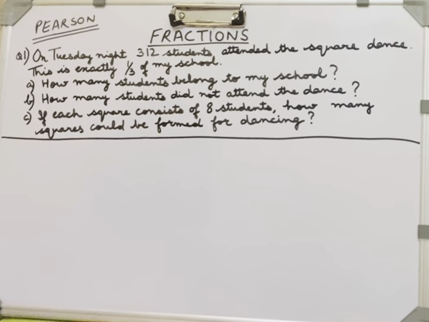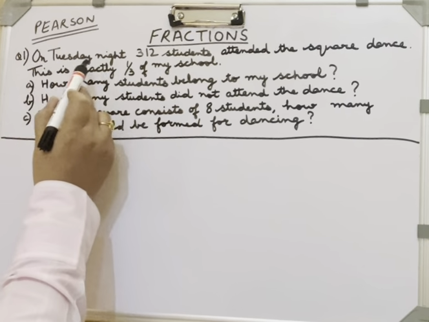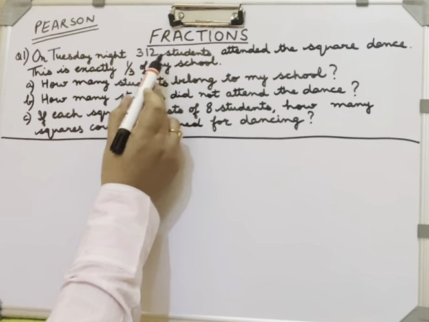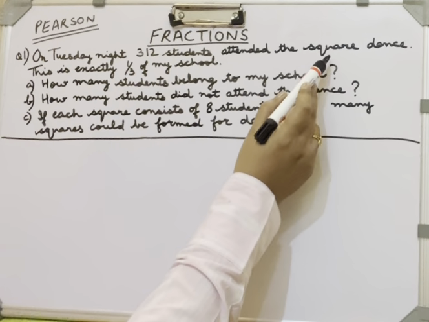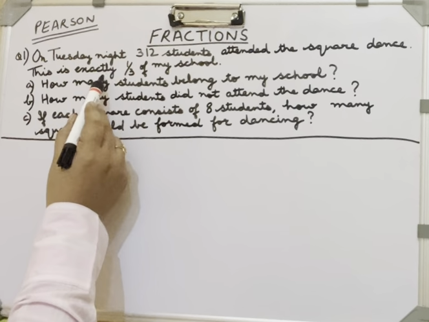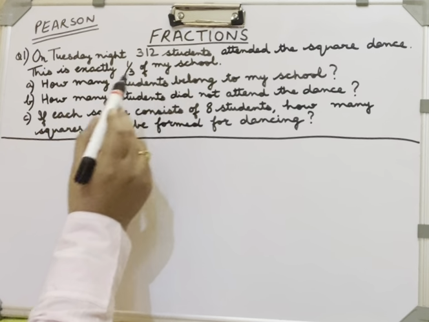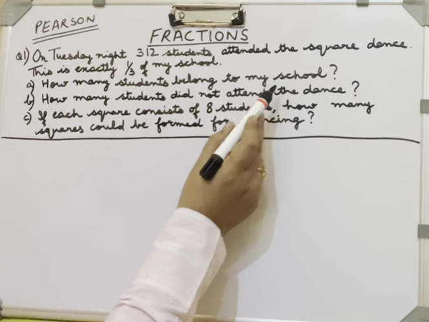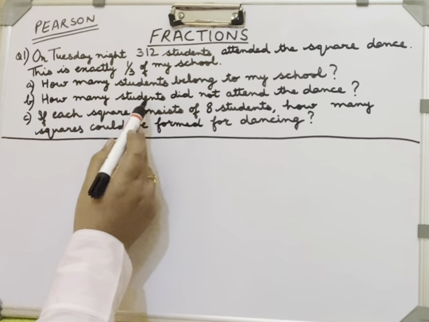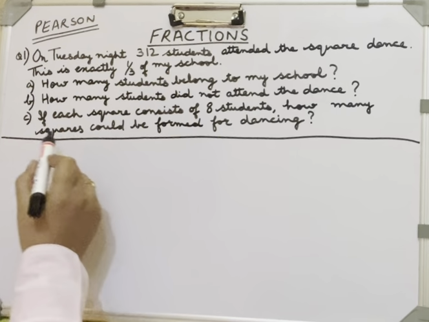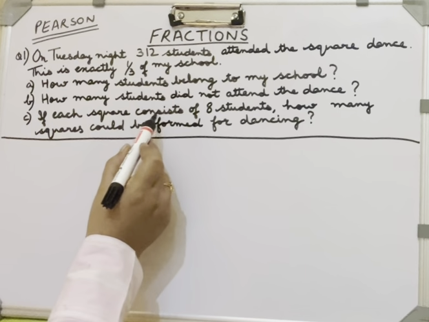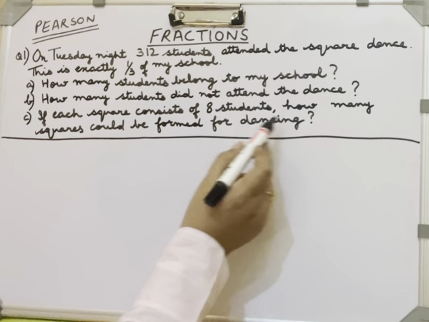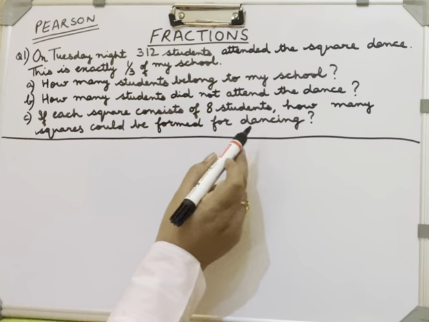So the problem is, on Tuesday night, 312 students attended the square dance. This is exactly one third of my school. Part A. How many students belong to my school? Part B. How many students did not attend the dance? Part C. If each square consists of 8 students, how many squares could be formed for dancing?